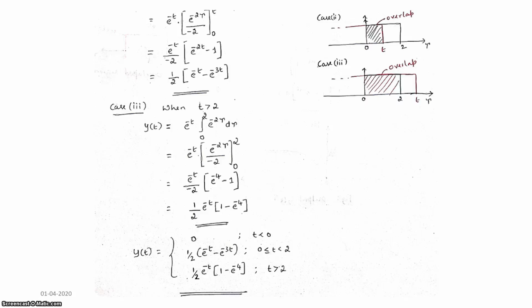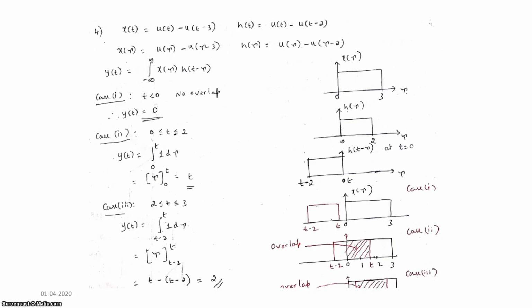So therefore the output is given by: its value is 0 for t less than 0, and when t is from 0 to 2, its value is 1 by 2 e to the power minus t minus e to the power minus 3t. When t is greater than 2, its value is 1 by 2 e to the power minus t into 1 minus e to the power minus 4.